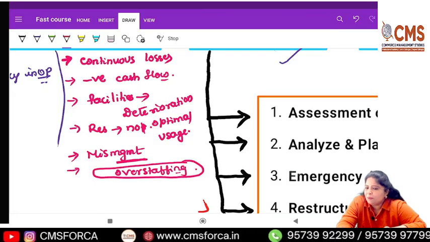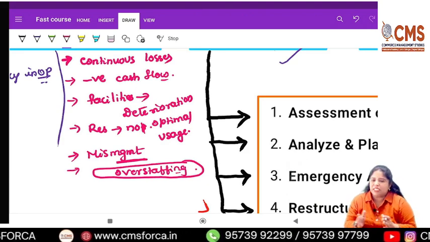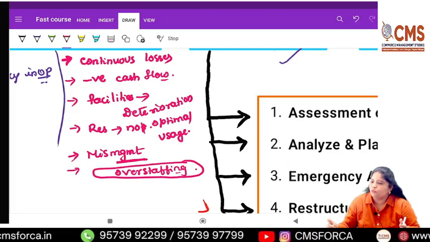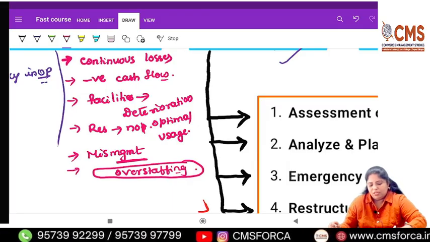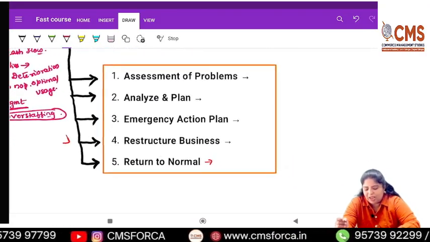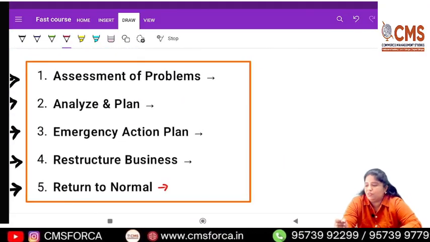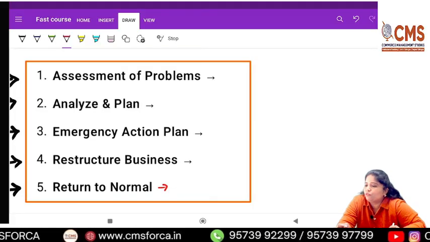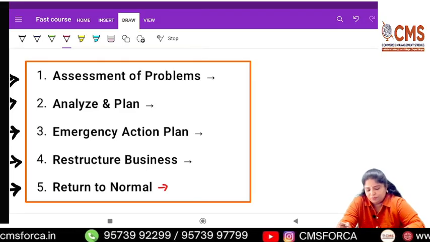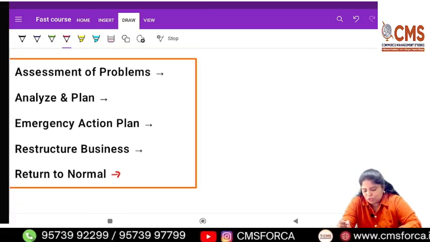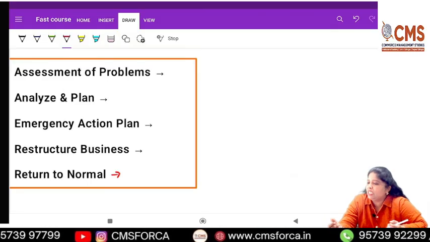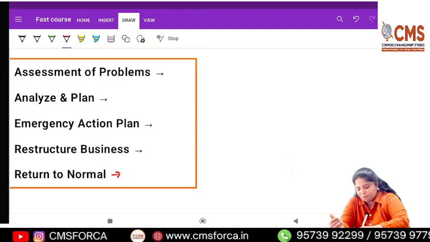Are we good till here? So you understood the basics of it, right? What is turnaround and when organizations might think of a turnaround strategy. Now let's talk about the action plan for turnaround strategy. We have 5 steps that are part of the turnaround strategy. I will try to give you logical, crisp points, a flow of points, so that it becomes easy to revise for your exam.